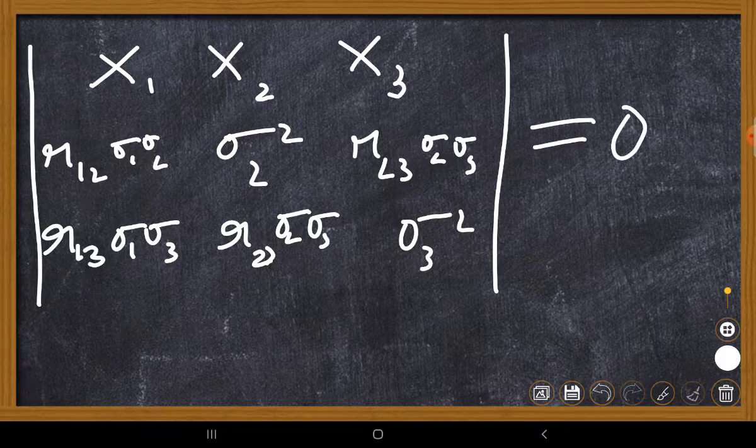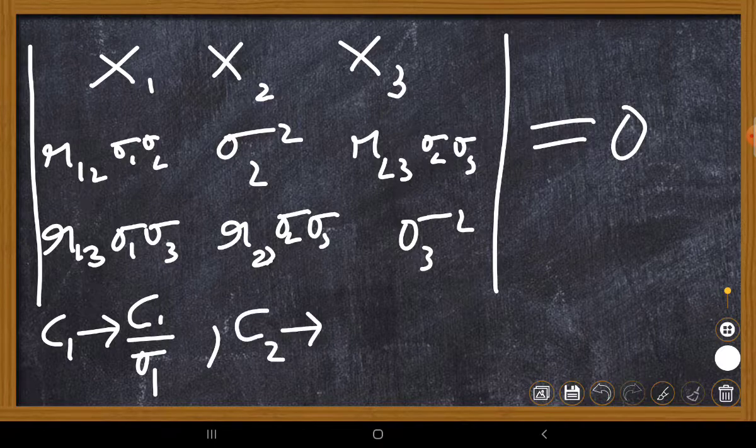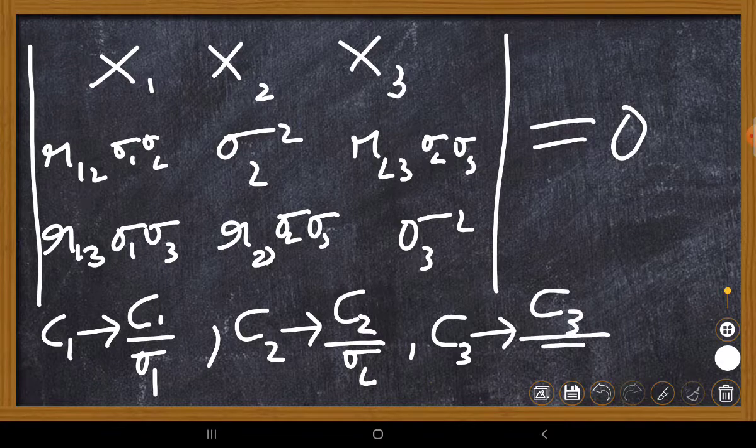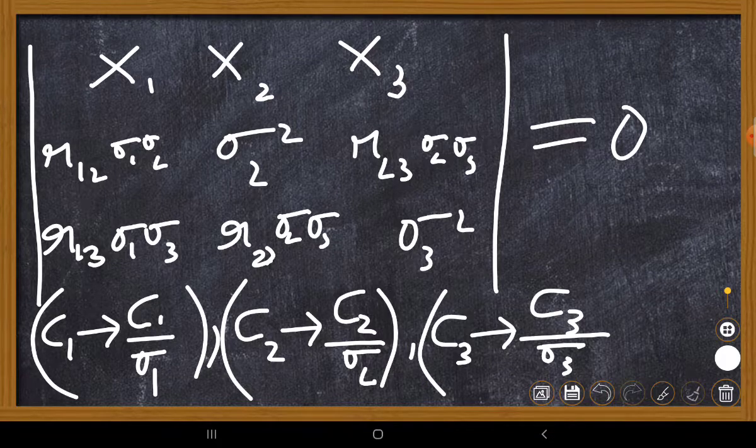So now we are going to perform some operations on this determinant. We are going to perform column operations. For the first column, we are going to divide column 1 by sigma 1. Similarly, we are going to divide column 2 by sigma 2, and column 3 by sigma 3. If we perform these three column operations on this determinant above, what will we have?